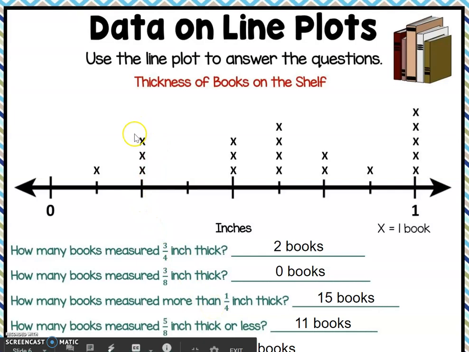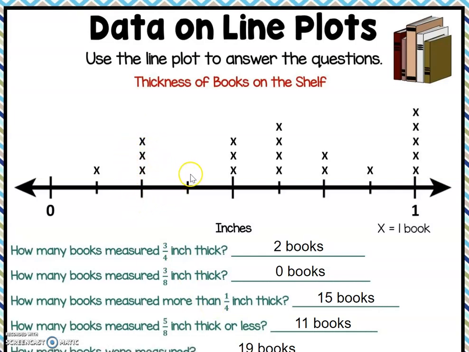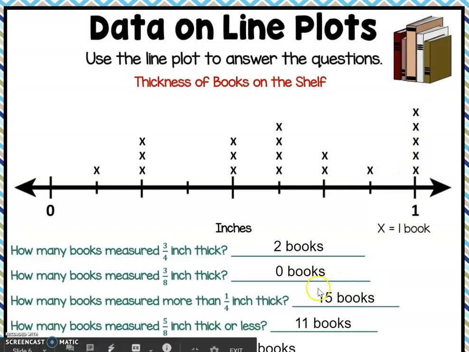So if I remember that this particular hash mark was 1/4 of an inch, that means I want to count all the x's bigger than it. I'll count 1, 2, 3, 4, 5, 6, 7, 8, 9, 10, 11, 12, 13, 14, 15. That's how they get their answer of 15 books. So when you see the phrase more than followed by a unit, count all of your x's bigger than that unit.